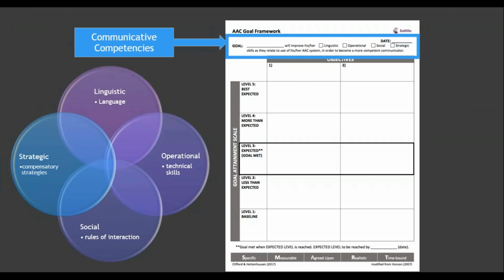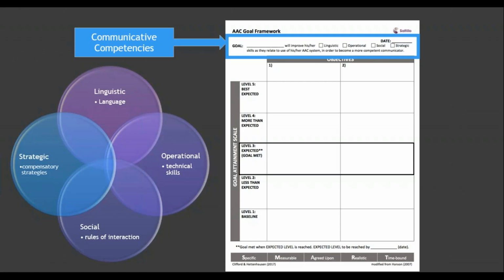We'll go through each of these in more depth as we progress during the training, but just as a quick overview, linguistic competency is the ability to use and understand language. Operational competency refers to the technical skills to use an AAC system. Social competency is the ability to use and understand the rules of interaction. And strategic competency relates to the use of compensatory strategies to overcome obstacles and prevent and repair communication breakdowns. So if you have sufficient language skills, you know how to use the AAC system, you have strategies to use when things don't work, and you understand the rules of interaction, you are well on your way to being a competent and successful communicator.